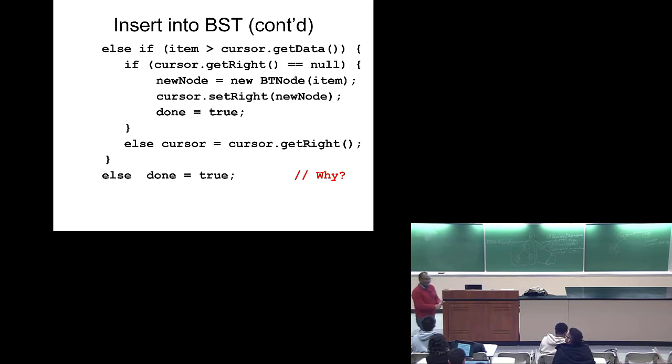There are three possibilities, right? First possibility, if the item is less than cursor dot get data. The second possibility, if item is greater than cursor dot get data. What's the third possibility? Yeah, if the item is equal to that. So what do we do? Done is equal to true. What does it mean? Don't do anything, right? We cannot add a duplicate. Got it? So that is why. It means that we got the duplicate item which we don't want to add. Questions?